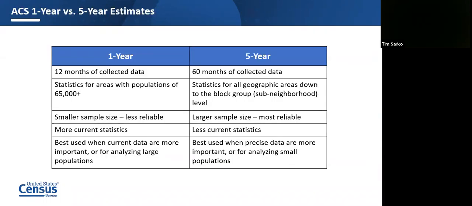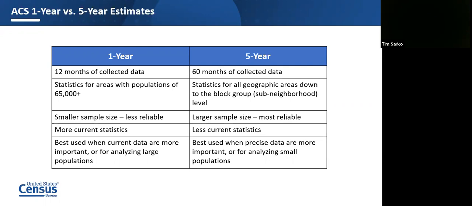As I alluded to earlier, when you use the ACS, it comes out as 1-year estimates and as 5-year estimates. The 1-year estimates are for 12 months of collected data, whereas the 5-year are 60 months of collected data. The 1 year are for populations of 65,000 or more, and the 5-year are for all geographic areas down to the block group level. So for instance, if you have a population of, let's say Virginia, it would be your choice to use the 1 year or the 5-year in that case. But your geography is going to dictate basically which estimate you use.